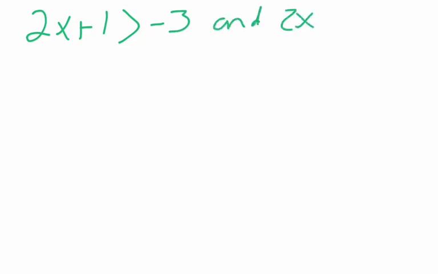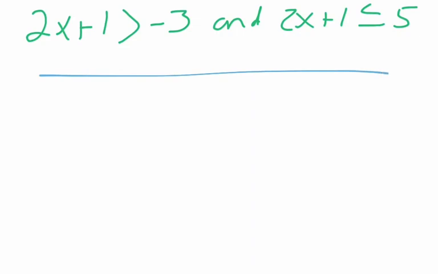So let's take a look at this one. Let's say 2x plus 1 is greater than negative 3 and 2x plus 1 is less than or equal to 5. Okay, so we have something greater than negative 3 and less than or equal to 5. Let's take a look at our number line. Just try to picture that.